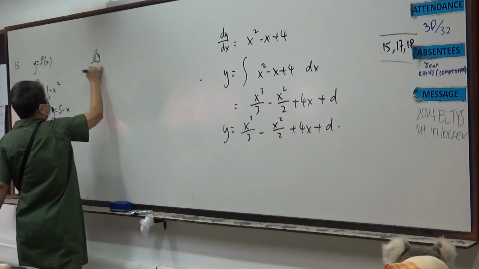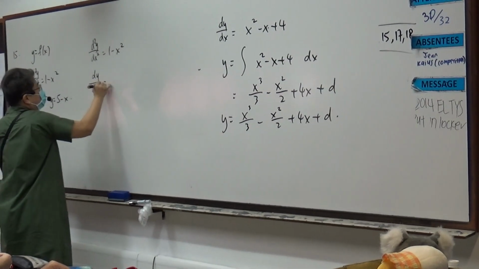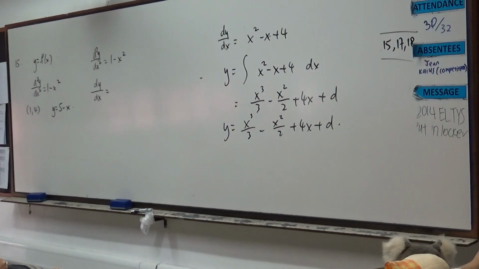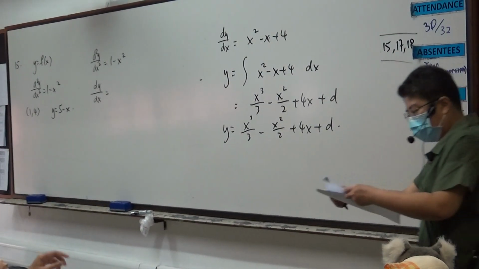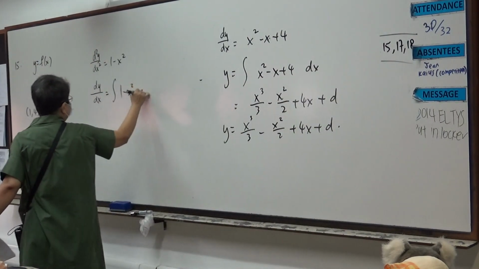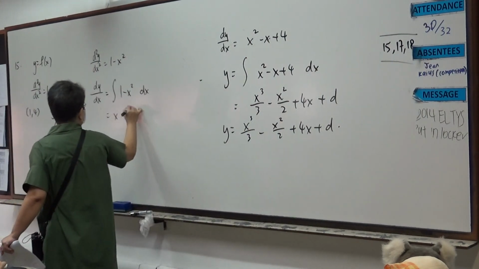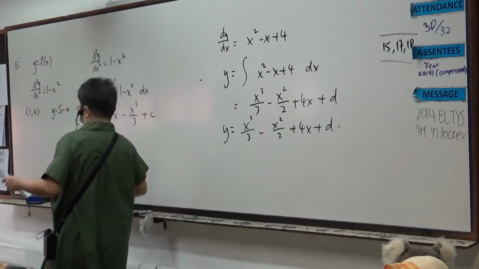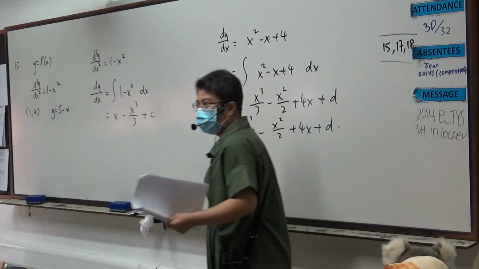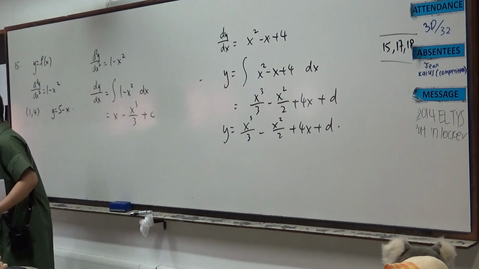Now, d2y/dx squared is 1 minus x squared. How would I find dy/dx? You should know, right? How to find dy/dx? Tell me now. Integrate what? 1 minus x squared, must never put dx. Okay? So this will be x minus x cubed over 3 plus c. Correct? Yes or no?